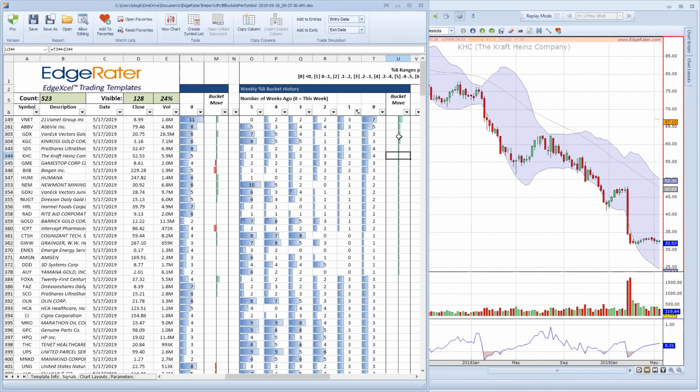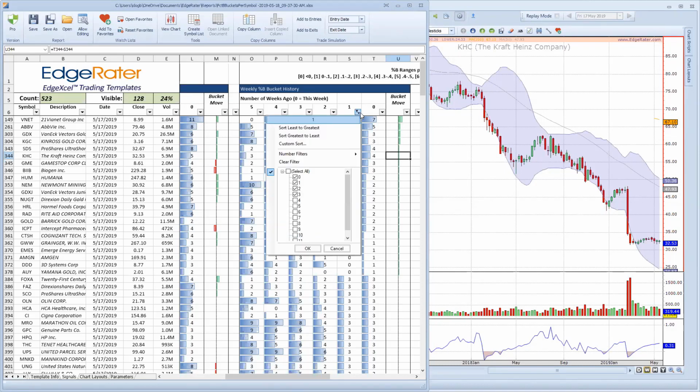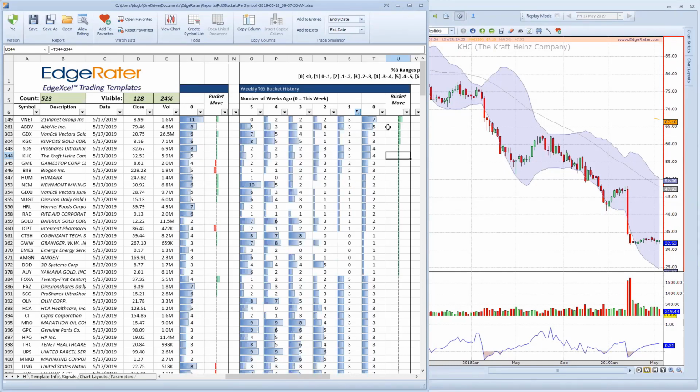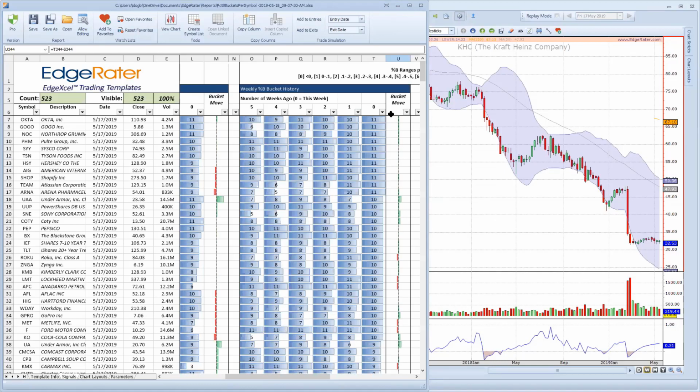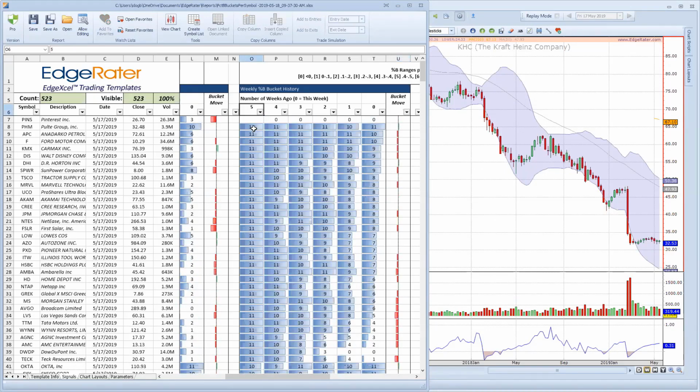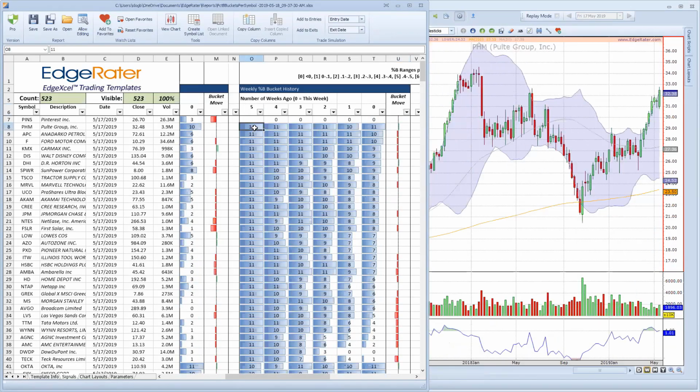Let's try another idea. Let's clear this filter. Let's take a look at stocks that, say, 5 weeks ago, were trading at the upper Bollinger Band. So these were all the rage 5 weeks ago. Let's see what's happened since then.